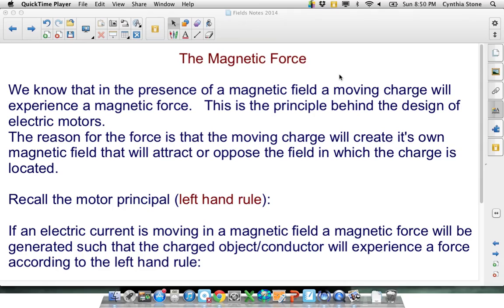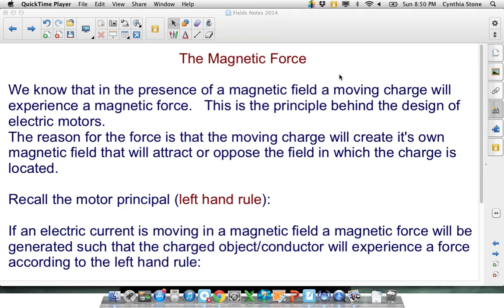The example of that is an electric motor. The reason for the force is that the moving charge will create its own field that will attract or oppose the field in which the charge is located. We'll see some examples, but the motor principle, the left-hand rule for the motor principle: in grade 11, I always did the left-hand rule. This year we'll talk about the right-hand rule more frequently, but we'll get there.